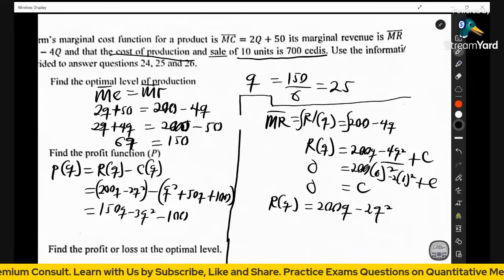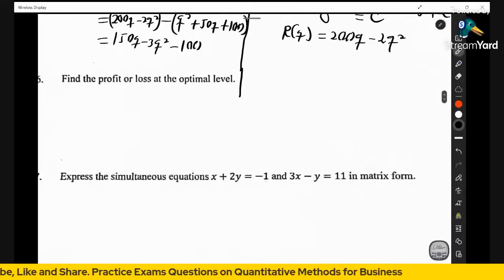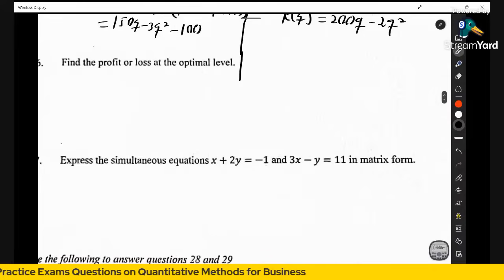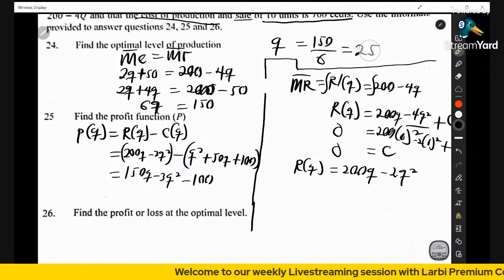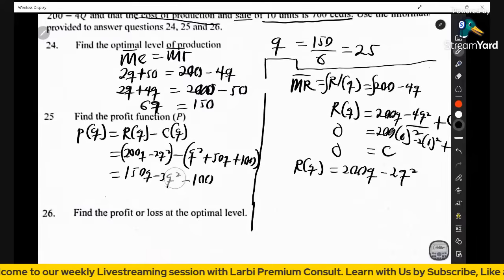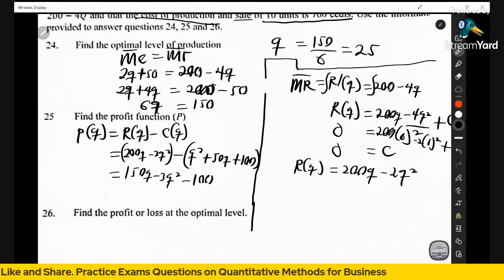So let's take note of that. That is what we're asked to find in that particular case. Question number 26: find the profit or loss at the optimal level. So what was our optimal level? That was 25, right? To find the profit or loss at the optimal level, we are going to use the profit function. We substitute 25 wherever we see Q, so that we find our profit or loss for this optimal level, which is 25.